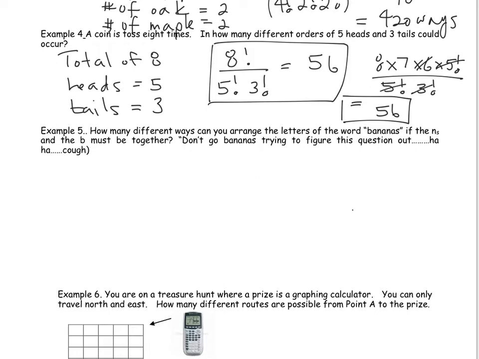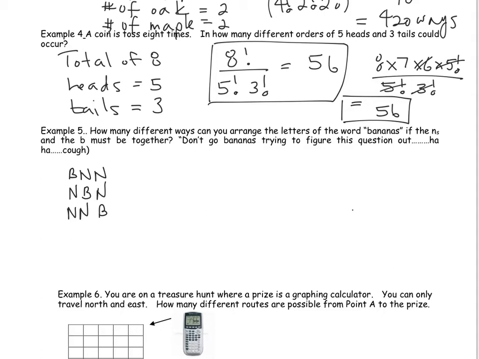Okay, so in example 5, again, we're looking at the word bananas, and the B's and the N's must be together. So we can have a B, an N, and an N, or we can do an N, a B, and an N, or we can do an N, an N, or a B. Okay, and again, we factor out that 2 factorial that's there.